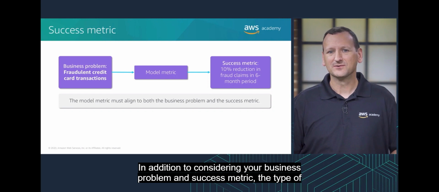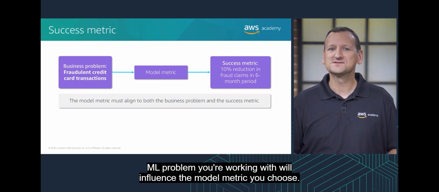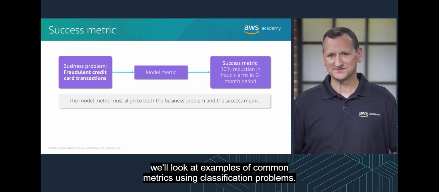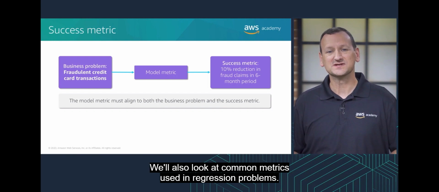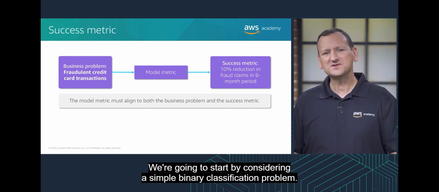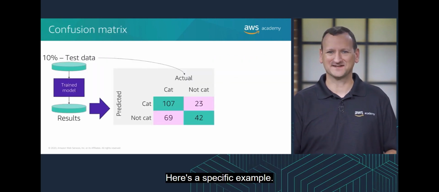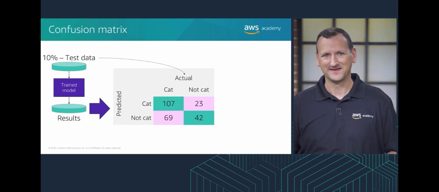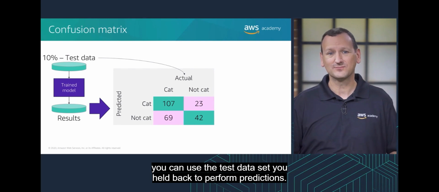In addition to considering your business problem and success metric, the type of ML problem you're working with will influence the model metric you choose. Throughout the rest of this module, we'll look at examples of common metrics used in classification problems. We'll also look at common metrics used in regression problems. We're going to start by considering a simple binary classification problem. Here's a specific example. Imagine that you have a simple image recognition model that's labeling data as either cat or not cat. After the model's been trained, you can use the test data set you held back to perform predictions.